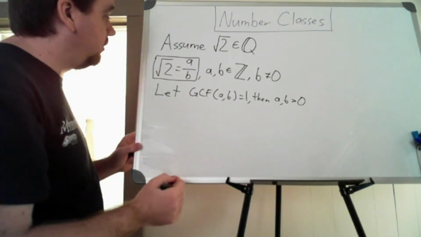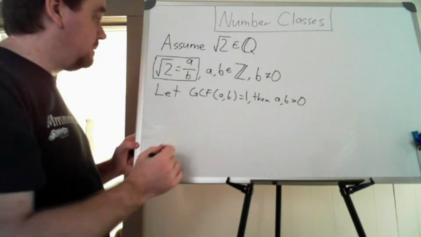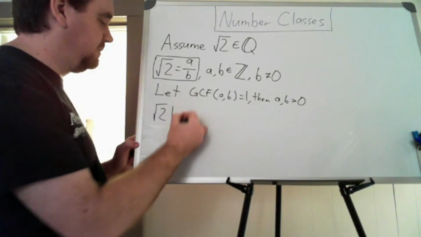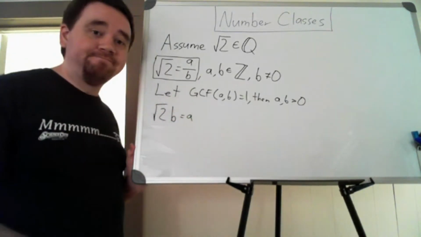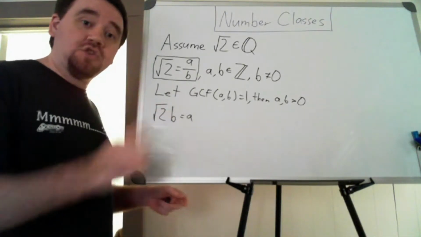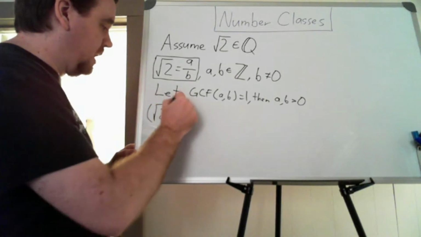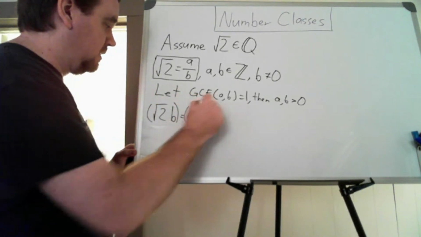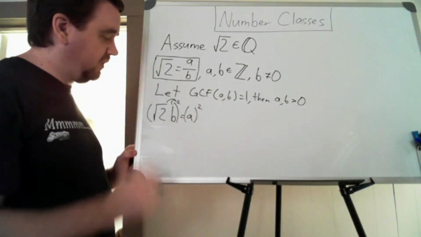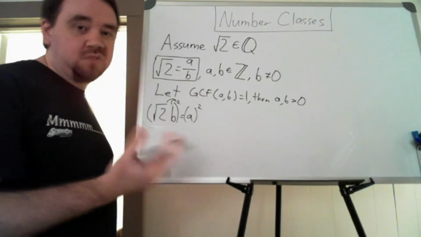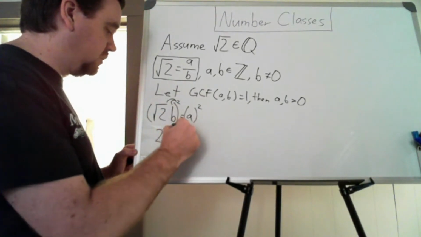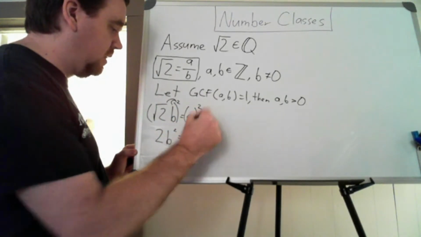Let's start with this. I'm going to multiply both sides by b. This is going to give me the square root of 2 times b equals a. And I don't like working with that square root of 2, but I can undo a square root by squaring everything. So I can square both sides of this. And that means my square goes to each factor inside these parentheses. The square root of 2 squared just cancels everything out, and I'm left with 2. And then I have 2 times b squared equals a squared.